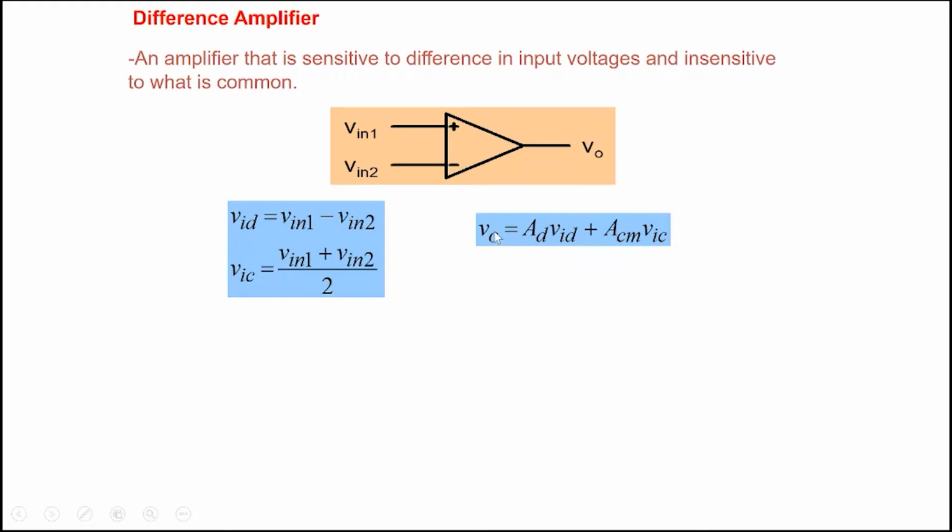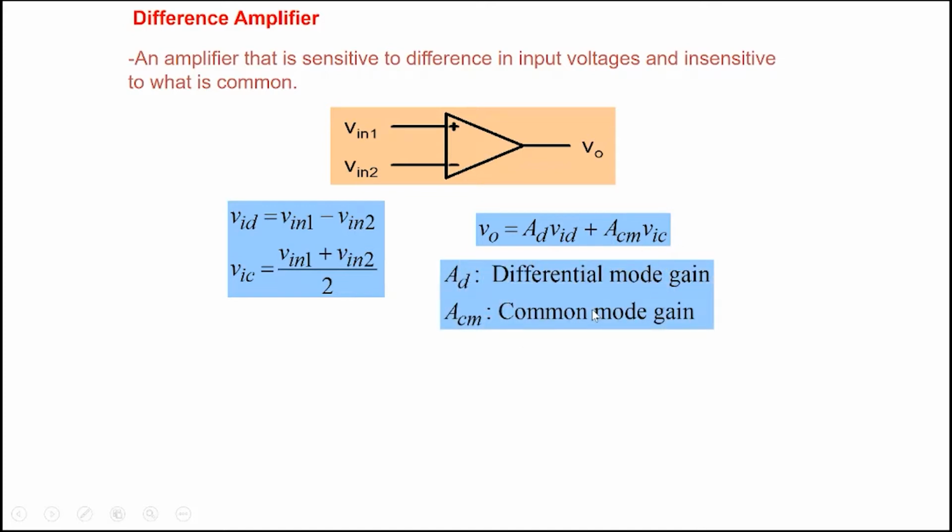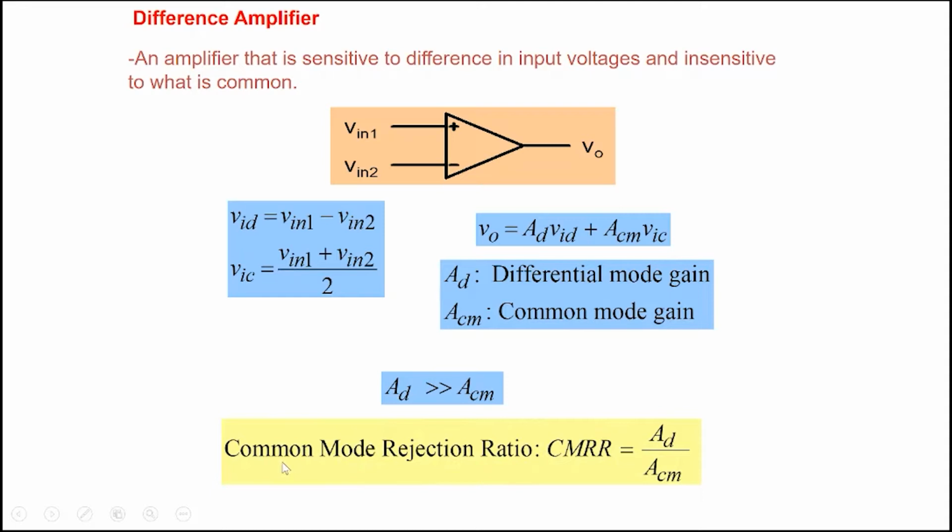V0 is the differential gain multiplied by the differential input voltage plus the common mode gain multiplied by the common mode input voltage. So we have differential mode gain AD and common mode gain ACM. A difference amplifier is one where the differential mode gain is much, much larger than the common mode gain. In an ideal difference amplifier, the common mode gain will be 0, and V0 will be only equal to AD times VID. The ratio of the two, AD by ACM, the ratio of differential gain and common mode gain, is called the common mode rejection ratio. So an ideal difference amplifier will have ACM going towards 0, or CMRR equal to infinity.